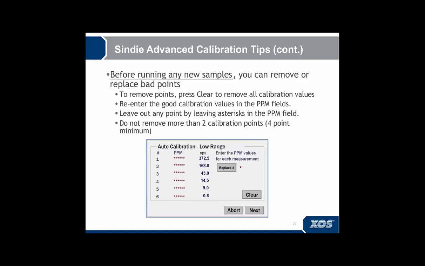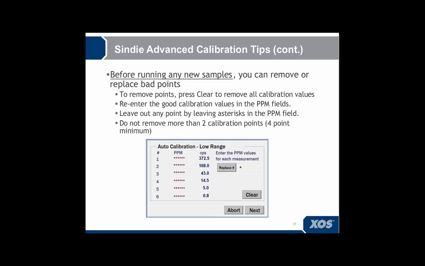Next, before running any of your new samples, you would run a check sample, right, after calibrating. Before you do this, you can actually remove or replace any of the bad points in your calibration. So here you're in the auto calibration page, where you enter your calibration points on the left, and on the right are the counts per second.